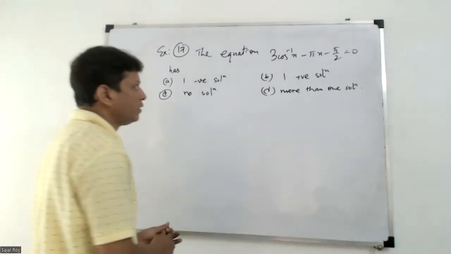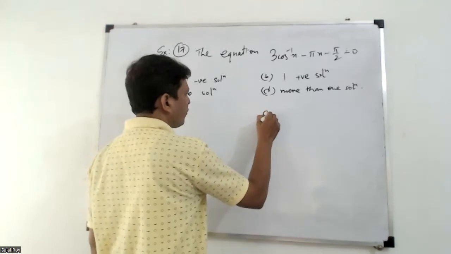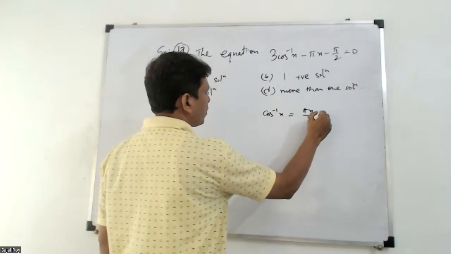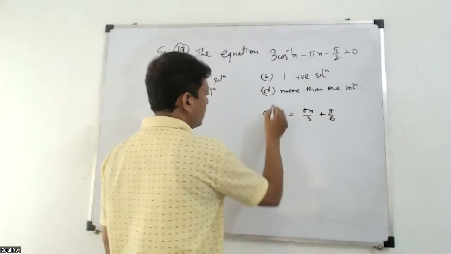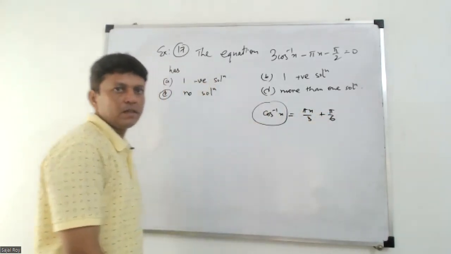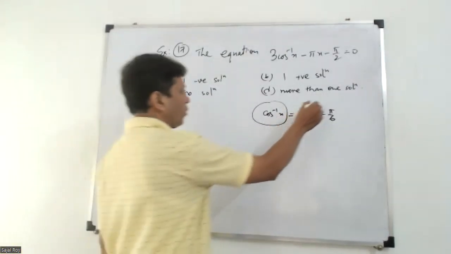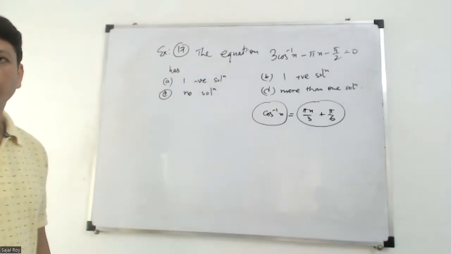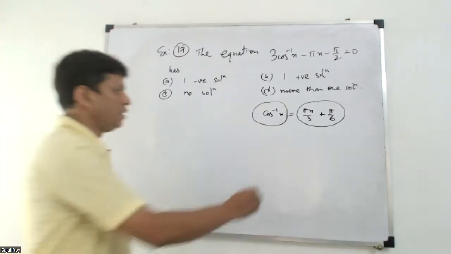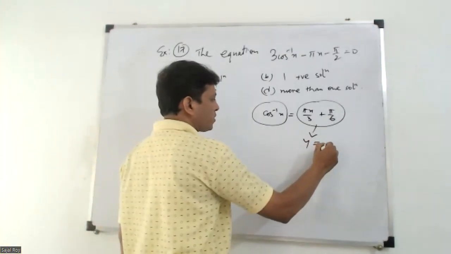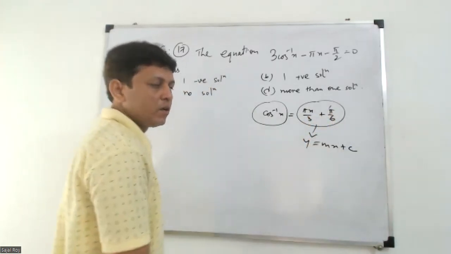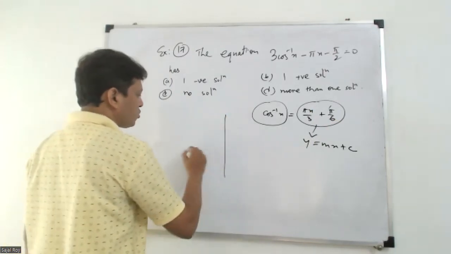This is quite easy. You have cos inverse x equals pi x over 3 plus pi by 6. What about the left hand side? Cos inverse x. What about the right hand side? It is a straight line, in the form y equals mx plus c. Can't you see that? Your m is pi by 3 and c is pi by 6. So it is a straight line. So let's draw this one.